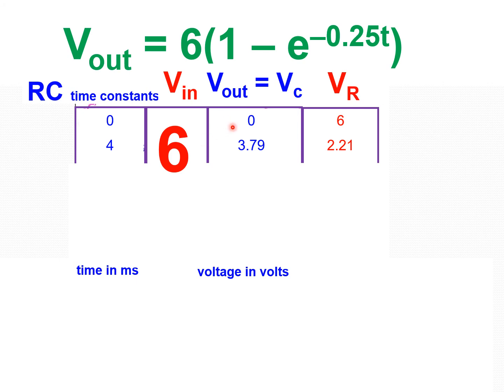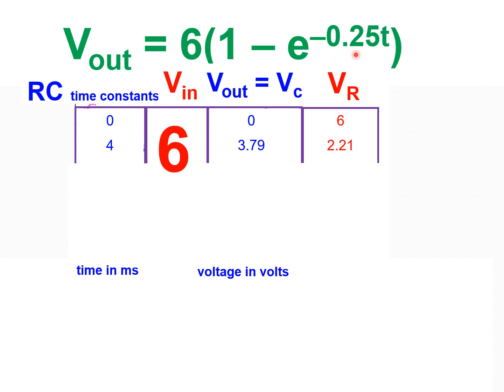And accordingly, the input voltage was 6. So the output voltage and the voltage across the resistor always add up to 6. So that's why VR is equal to 6 there. Vin is always equal to 6. It's constant.